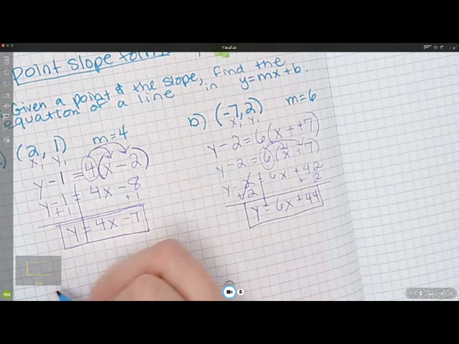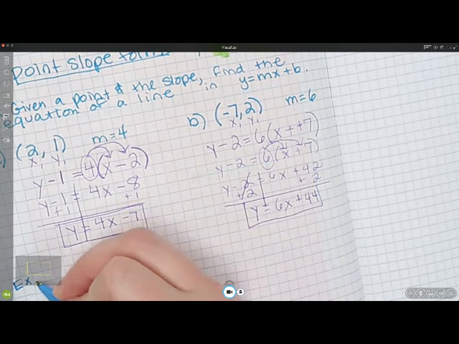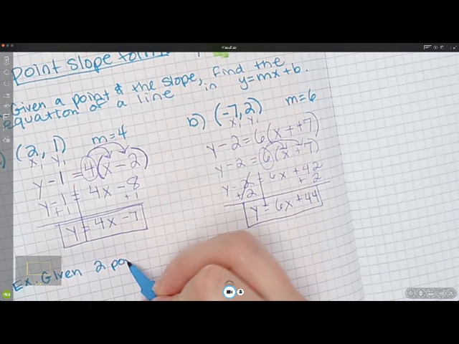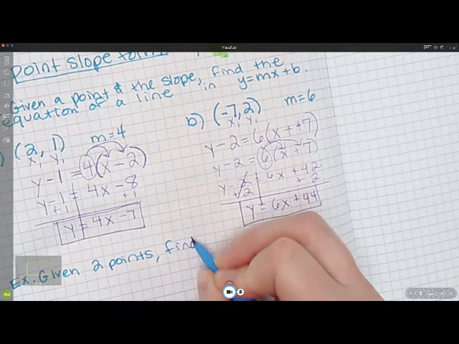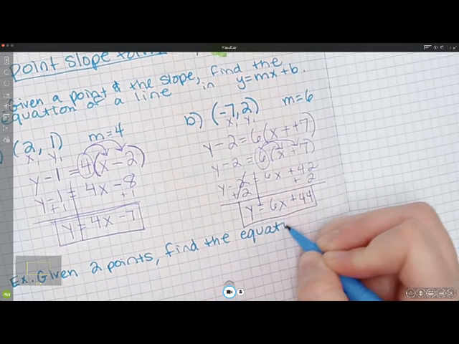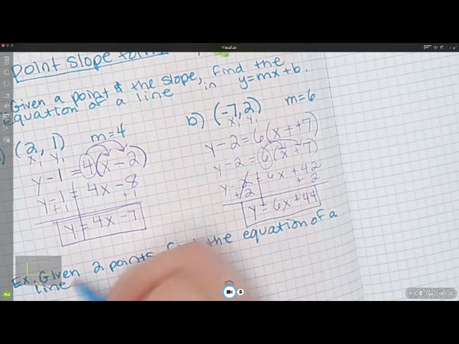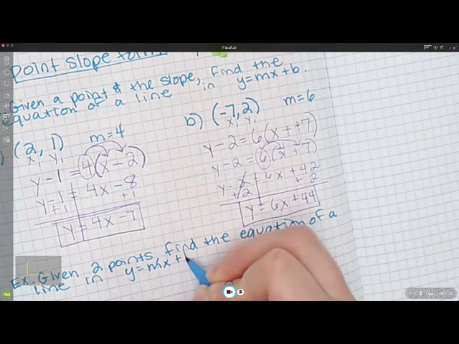Okay, the next problem is going to be, these examples will be given 2 points. Find the equation of a line in y equals mx plus b.